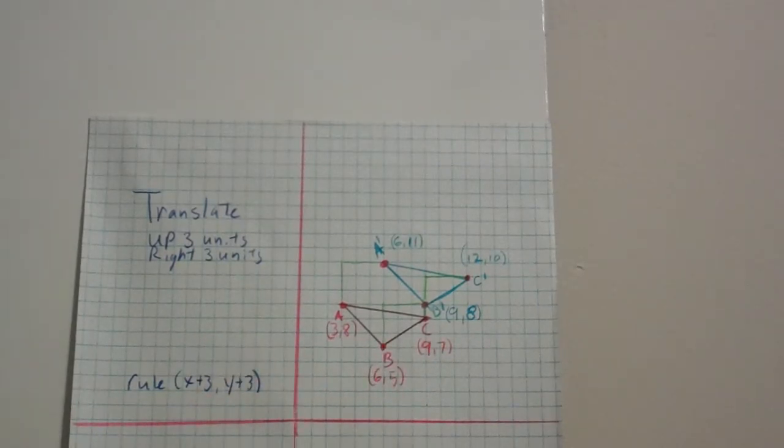And the object with this one is to translate it up 3 units and to the right 3 units. So with A, I'm going to move it up 3 and then over 3 and finish at 6, 11, and that's going to be A prime. And then with B, I'm going to move it up 3 and over 3 and finish at 9, 8, and that's B prime. And then C prime is going to move up 3 and over 3 to end at 12, 10, and that's C prime. And if you look down here, my rule is whatever my x value is, I'm going to add 3. Whatever my y value is, I'm going to add 3.